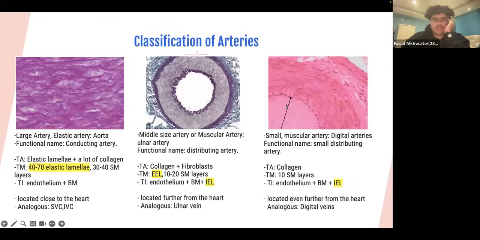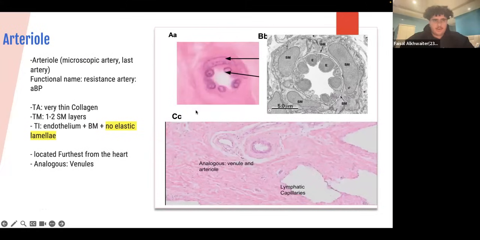And the small muscular arteries are usually further from the heart, and they only have an internal elastic lamella with around 10 layers of smooth muscle, give or take. So for arterioles, they're also called resistance vessels because they really affect your blood pressure.